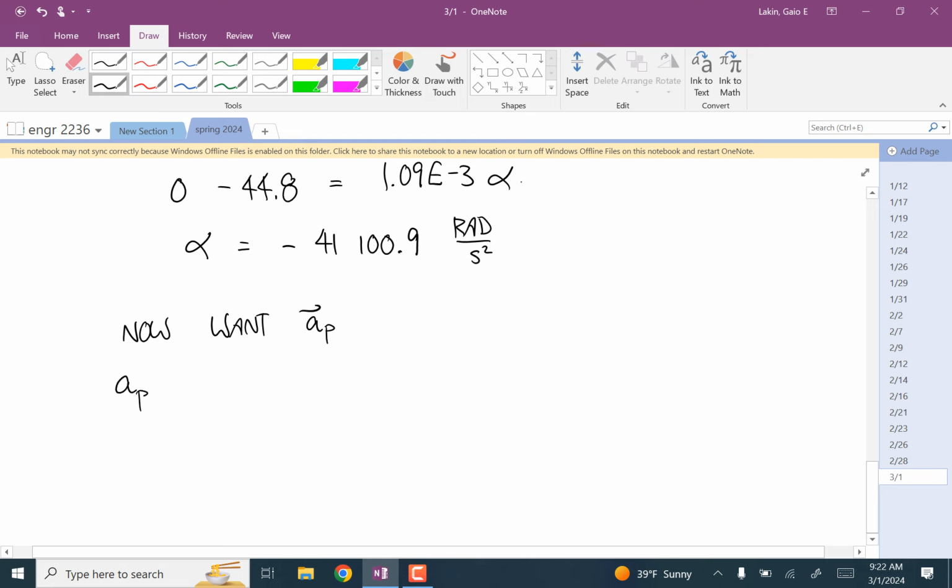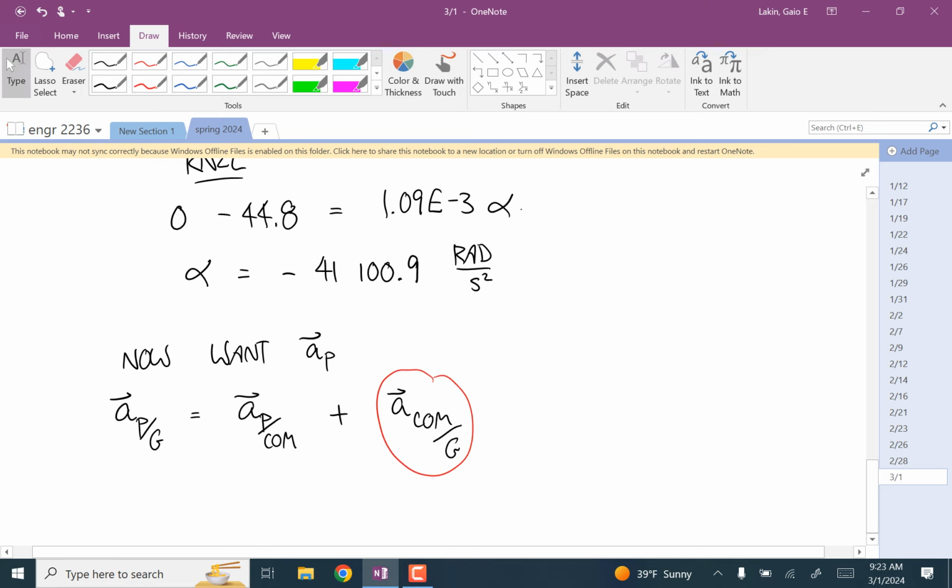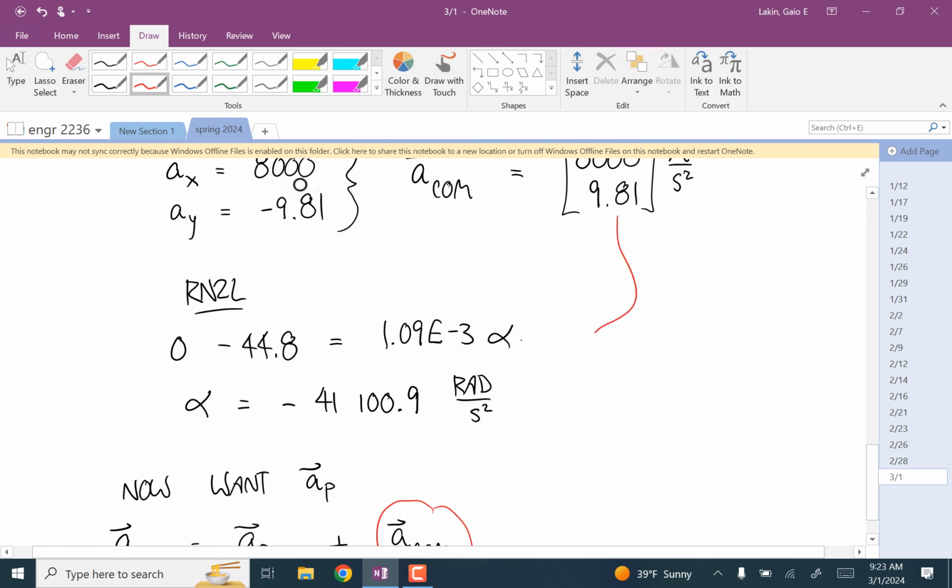Well, the acceleration of that point P relative to the ground is equal to the acceleration of that point P relative to the body's center of mass plus the acceleration of the center of mass relative to the ground. This is just the acceleration of the center of mass, and we got that from Newton's second law.